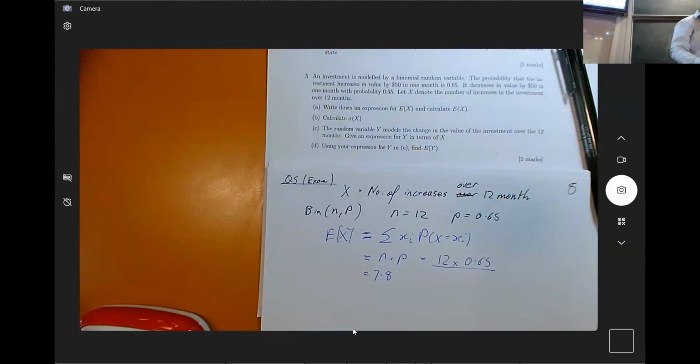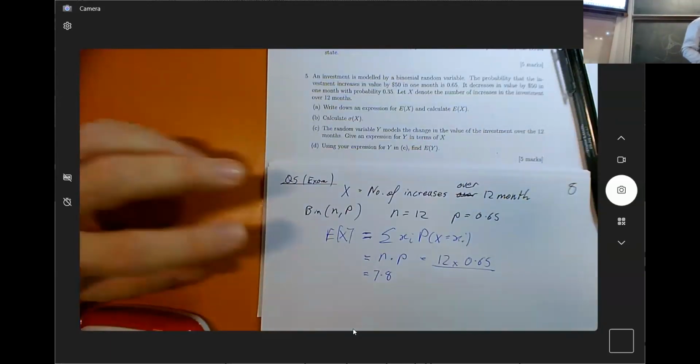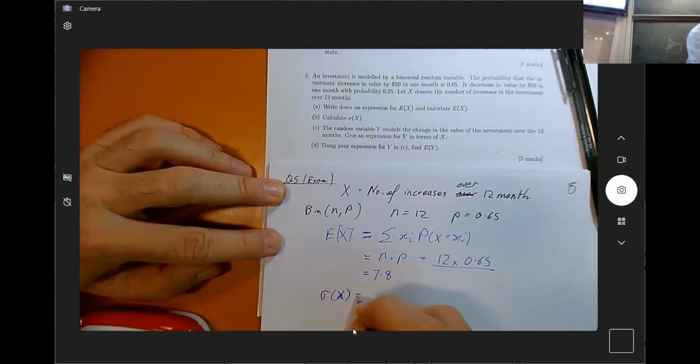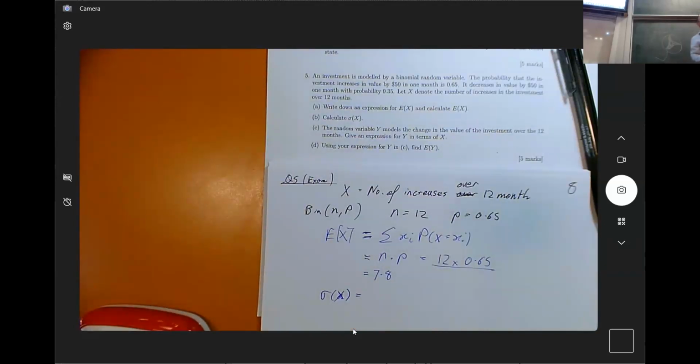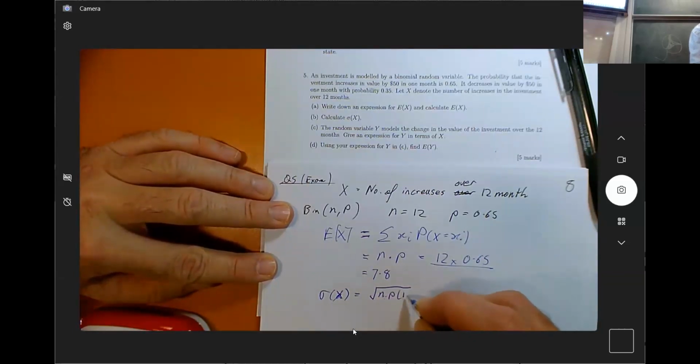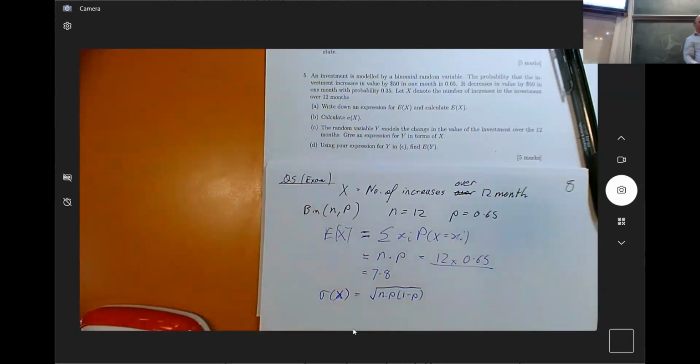All right, calculate the standard deviation, sigma of x. Do you happen to remember what the formula for sigma of x is off the top of your head? I'm going to ask you to check this for me, because I think it's the square root of n times p times 1 minus p. Yep, good. So we're going to go square root of 12 times 0.65 times 0.35.